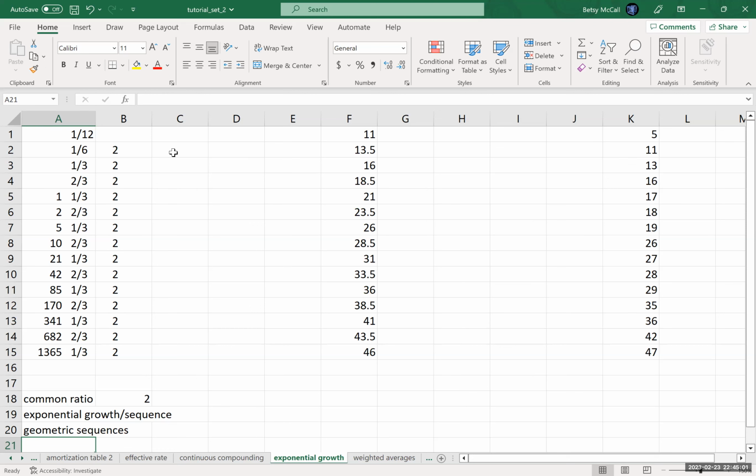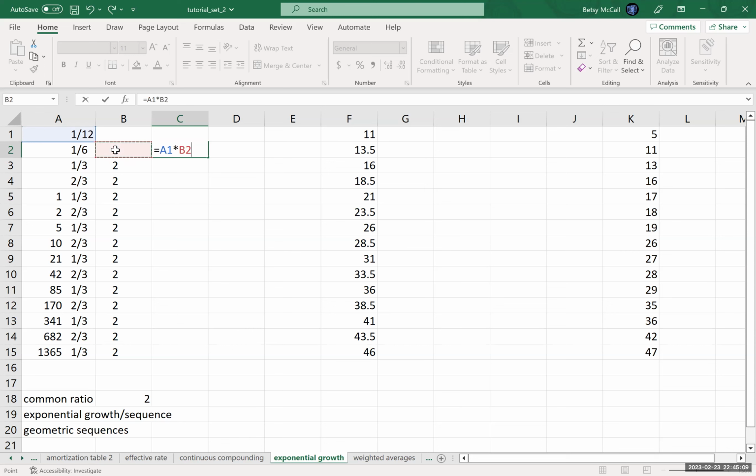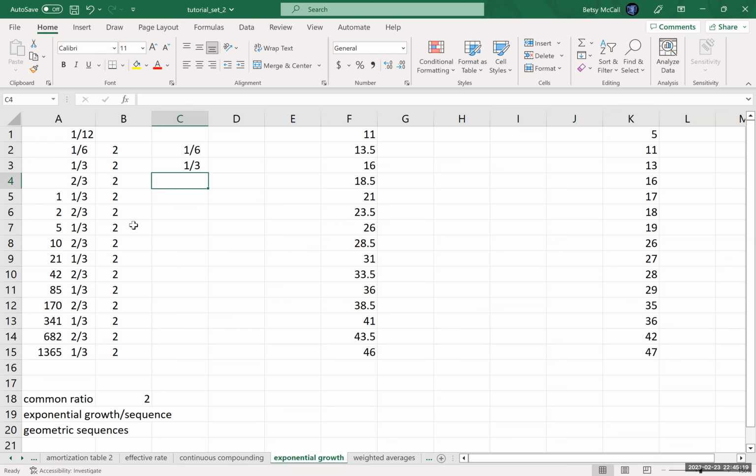So we could verify this by saying, okay, if I take my 1/12 and I multiply it by the common ratio, I get the 1/6. Well, what if I take the 1/6 and I multiply it by the common ratio? I get 1/3. And so we can reproduce this sequence by taking the previous value, multiplying it by the common ratio, and then we get the new value all the way down the list.